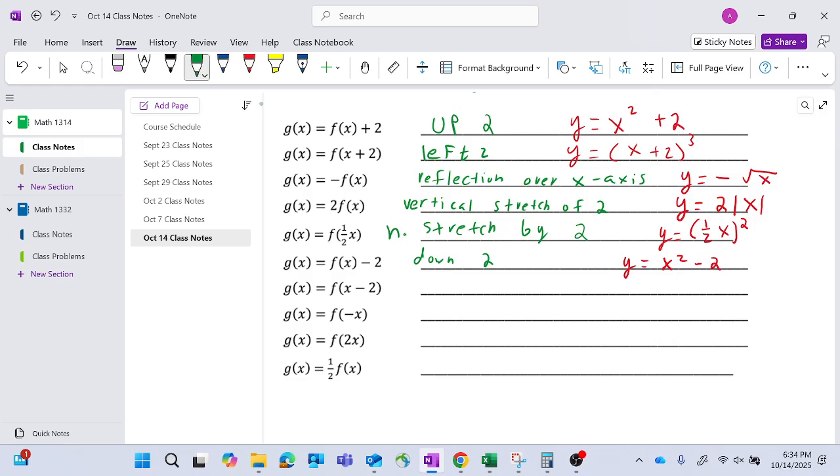You have f of x minus 2. That 2 is directly with the x. So it's directly with the x. It's going to do the opposite of what you expect. So it's subtracting by 2. So you think left, but it's really going to be right 2. You go right 2. An example could be something like y equals x minus 2 all cubed.